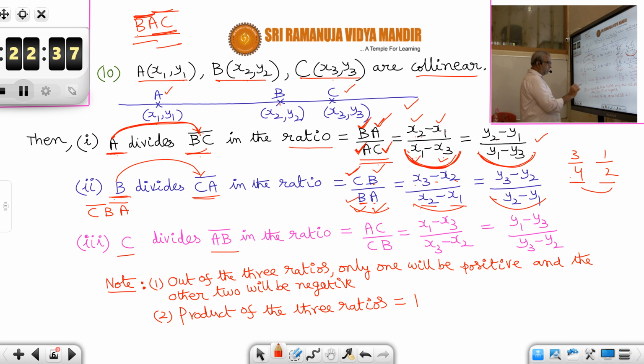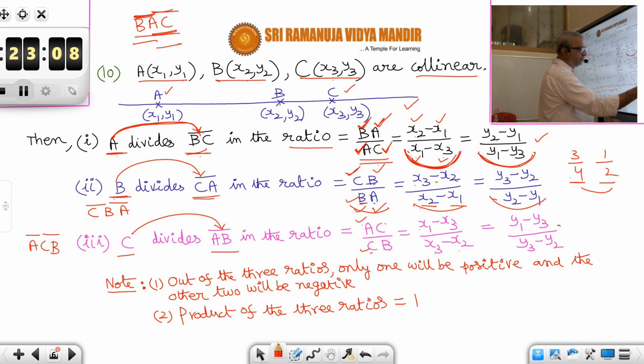So finally, C divides AB in what ratio? C must be placed in between A and B. Then you get ACB. So how to read it? AC by CB. So x coordinate of A minus x coordinate of C by x coordinate of C minus x coordinate of B. Therefore you will get x1 minus x3 by x3 minus x2. Similarly, if you use y coordinates, you will get y1 minus y3 by y3 minus y2.